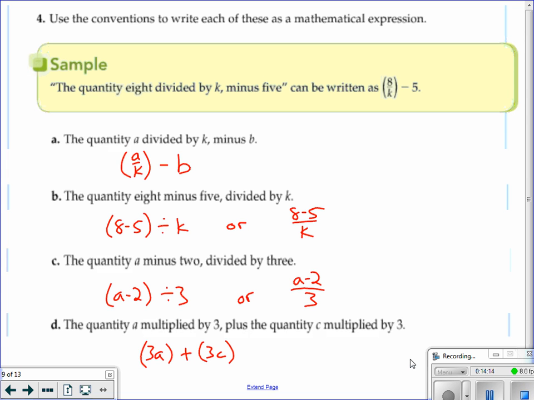Another way to write that would be to use the fraction bar. If you use the fraction bar, you don't have to put parentheses around the 8 minus 5, because when we use a fraction bar, we know that we're supposed to do everything on top first, everything on the bottom, and then divide at the end. Same with C. You could write that as the quantity A minus 2. Again, you could put that in parentheses and then show divide by 3. Or if you do it with a fraction bar, you can just put the A minus 2 on top over the 3. And both of those would work.